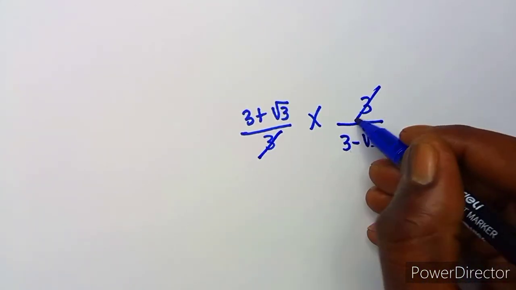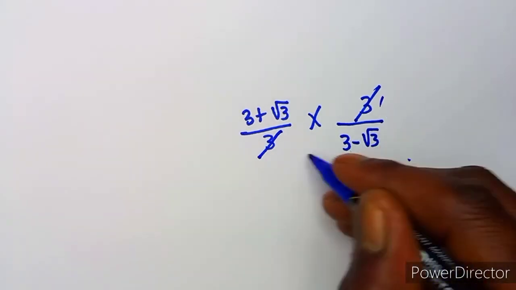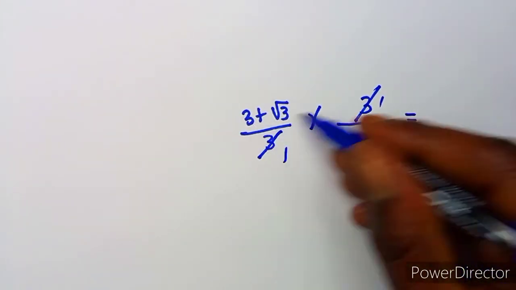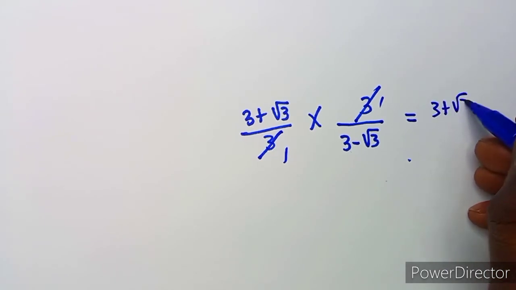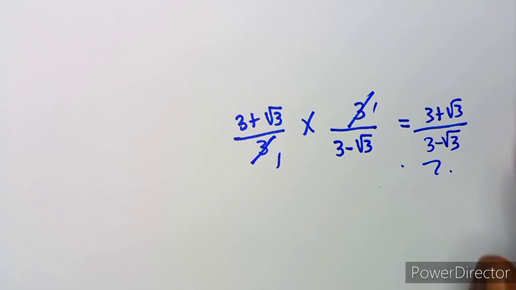And by doing so, those two 3s can cancel, and this is just 1 over 1, and I can multiply this times 1, which gives 3 plus square root of 3 over 3 minus square root of 3. Guys, I'm not in surds. I'm working on trig. Surds are another separate topic whose principles you're supposed to know.